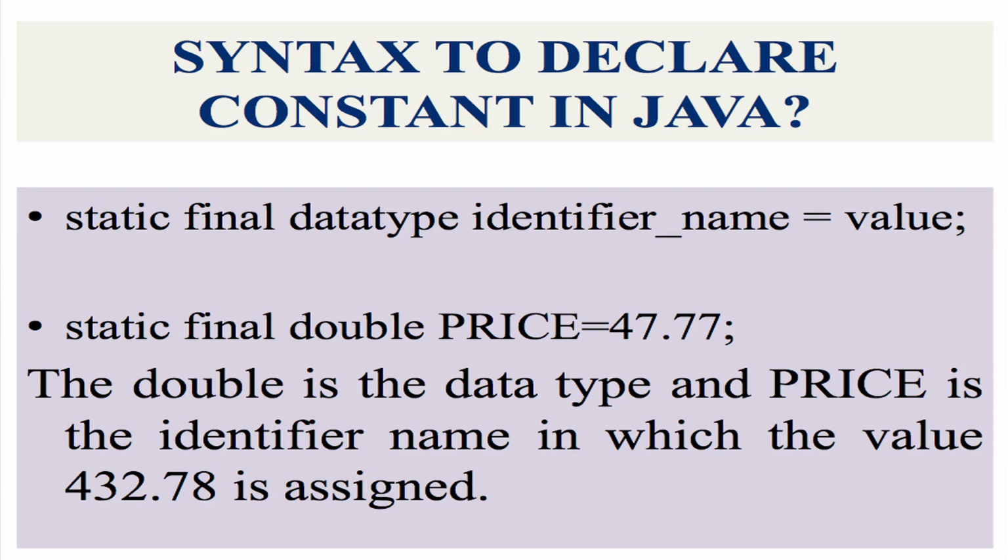So if final static is prefixed to any variable, it means it is a static, constant variable. The price is a constant variable, but the nature of this price variable is double type, meaning we can store a double value inside this static as well as constant variable. Double is the data type of price, and price is the identifier name in which the value 47.77 is assigned here also.